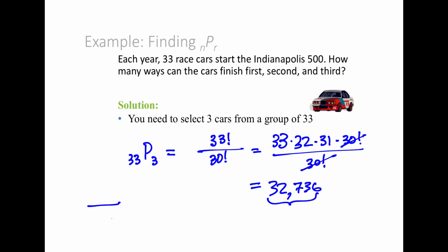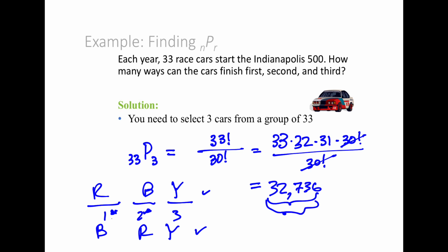Notice that those would be distinct positions, right? First, second, third. Let's say we had red car, blue car, yellow car. We would count this as a separate count than say blue, red, yellow, right? Because they have places. So these would be two of the 32,736 different permutations I could get from this group. This is going to become important when we distinguish this formula from another formula.